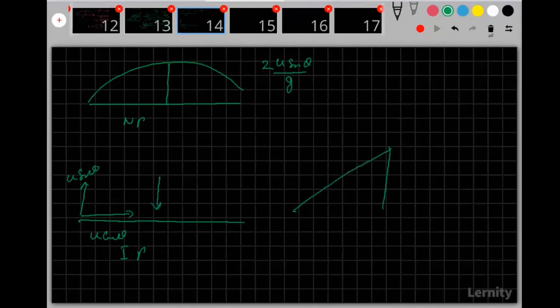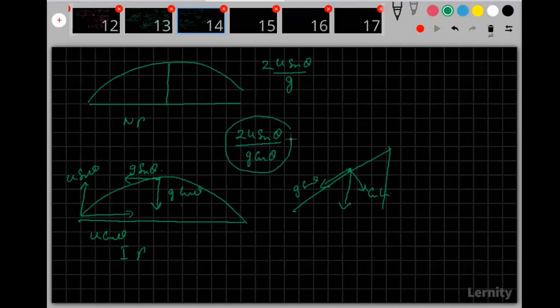Because it is inclined, gravity will resolve like this: this will become g sine theta, and this will become g cos theta. So this is g cos theta, and this acceleration will become g sine theta. Everything else is the same, right? So now when the particle is going this way, the time of flight will become 2u sine theta by g cos theta. Okay, so this is the time of flight.